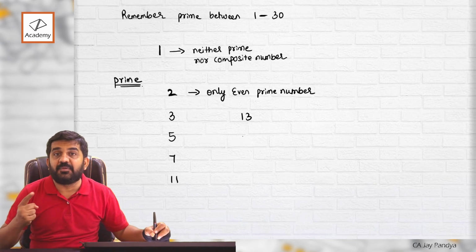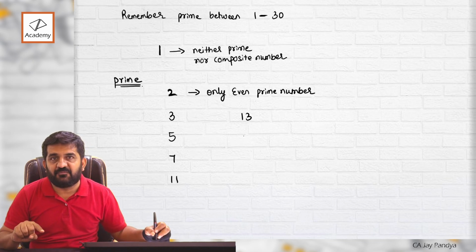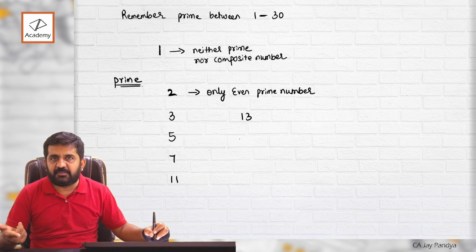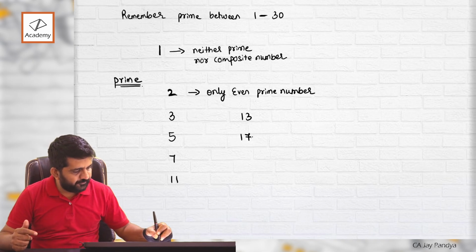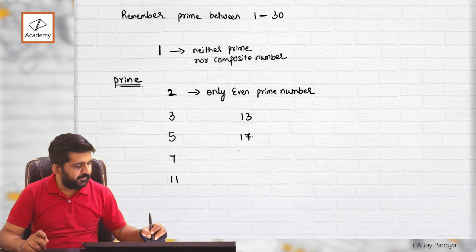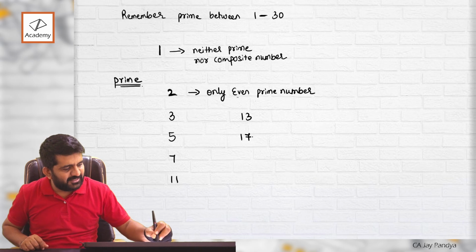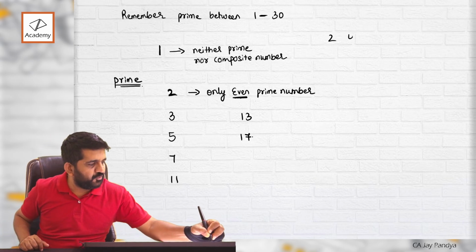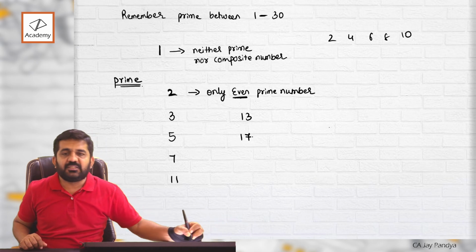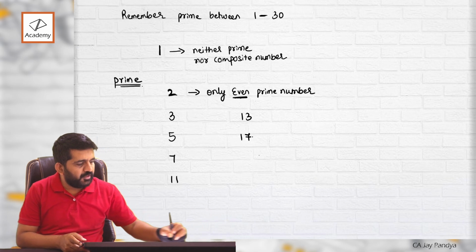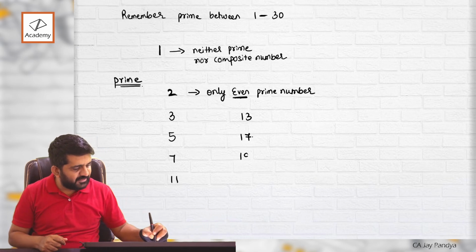15 will not be a prime. 3 5s are 15. 5 3s are 15. So 15 is not a prime. 16 cannot be prime. 17 is a prime. 18 cannot be prime, right? It is an even number. Even numbers are 2, 4, 6, 8, 10. These all are even numbers. An even number cannot be prime except 2. So 18 cannot be prime. 19 is a prime number.